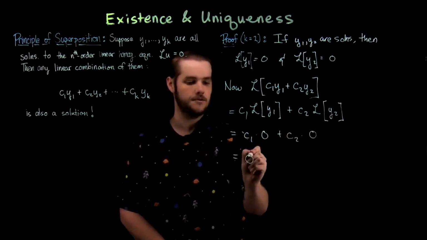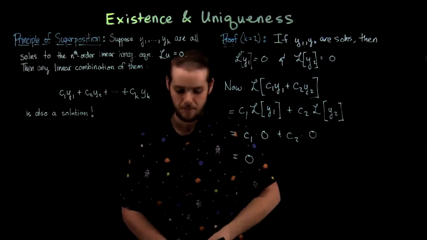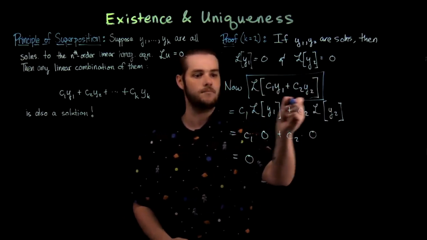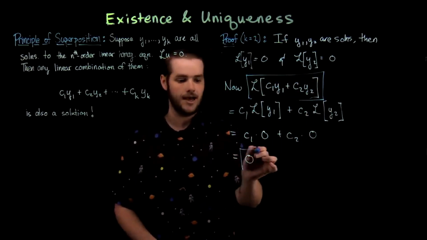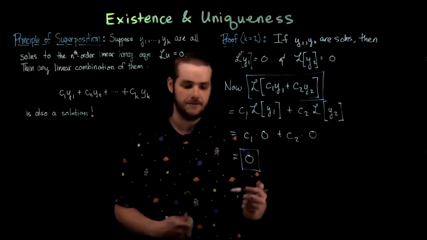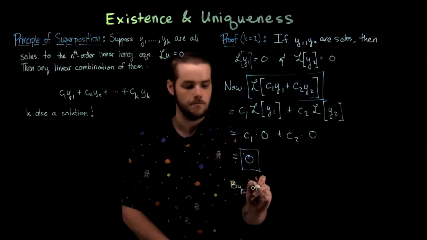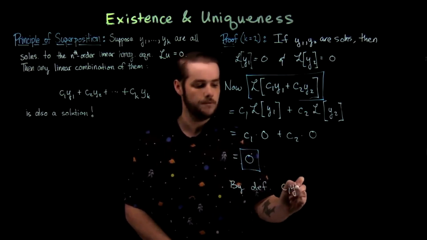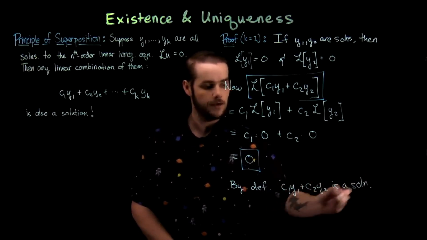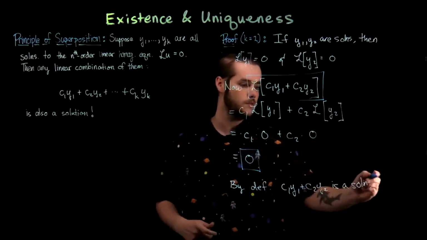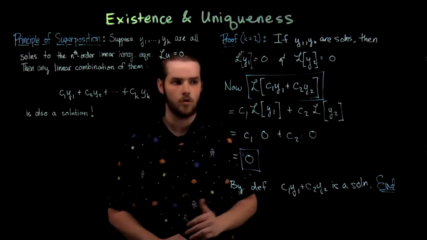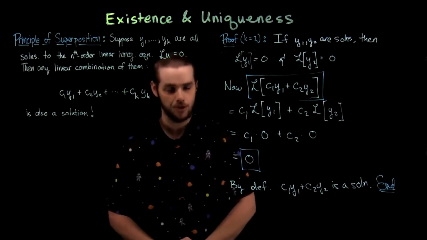I get 0. Now at first that might feel bad, but that's actually what we want to show here. Notice we showed when we plug in the linear combination to my differential equation, I get the right-hand side. It satisfies that equation. So, by definition, c1y1 plus c2y2 is a solution. And you can imagine that the case where I have more than just two solutions follows a really similar argument.